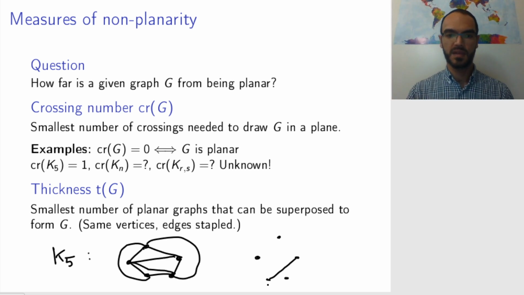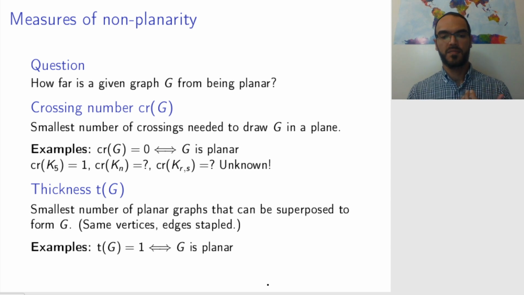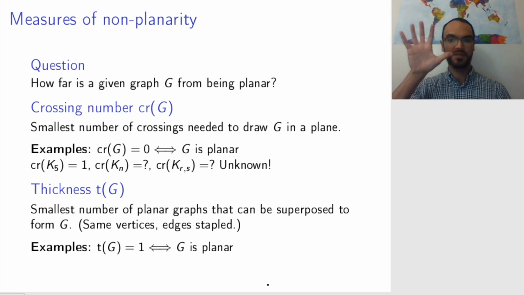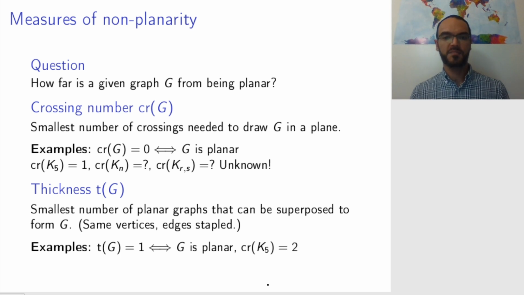So for the thickness to be 1, this means that G is planar. I only have to superpose one graph, namely the graph itself, and it's already planar. And since K5 is not planar, it's not going to be 1, but it's 2, as I just showed with my picture. So the thickness of the complete graph on 5 vertices is 2.